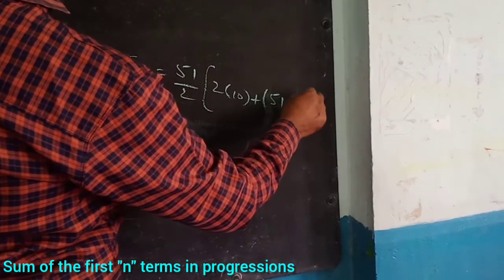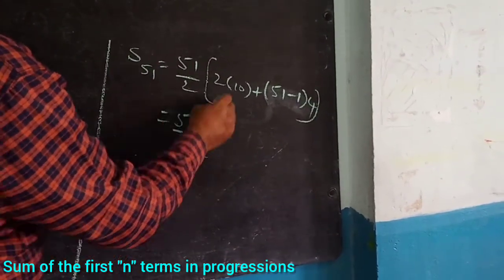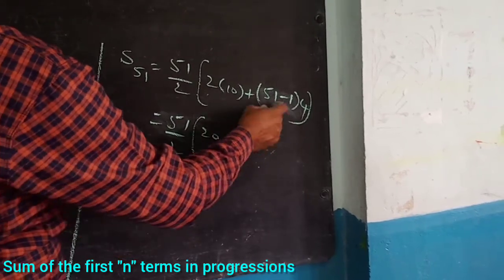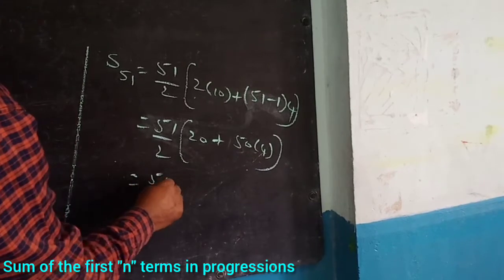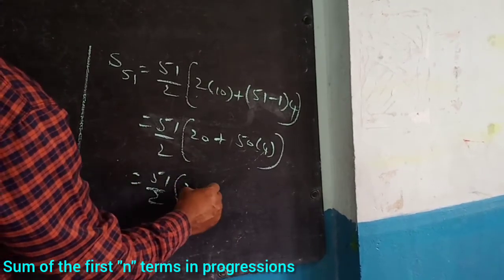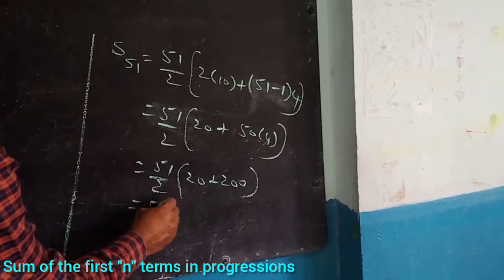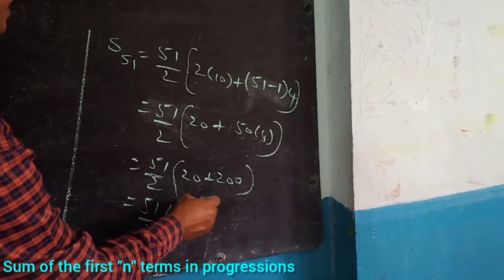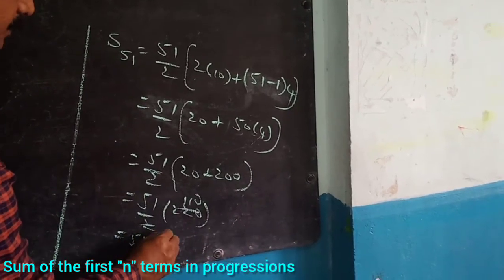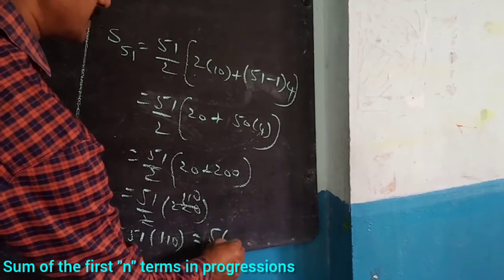51 minus 1 into d, value 4. So 51 by 2 into 2 tens are 20 plus 50 into 4. So 51 by 2 into 20 plus 200, so 51 by 2 into 220. 2 into how many times? 110 times. So 51 into 110 is equal to 5610.